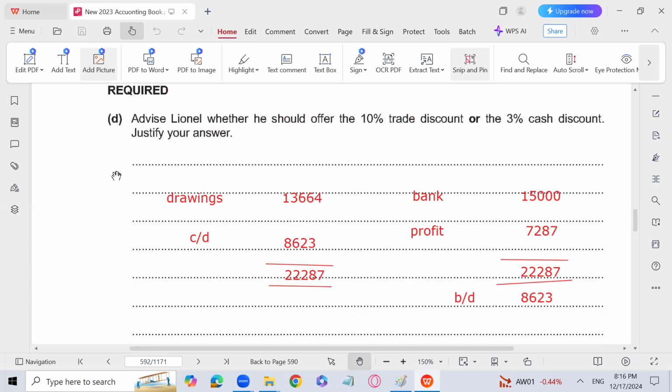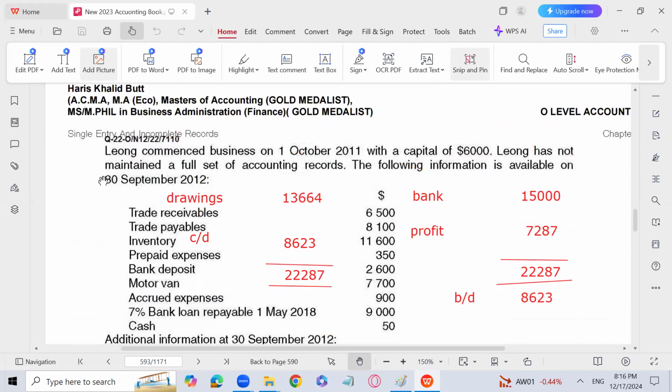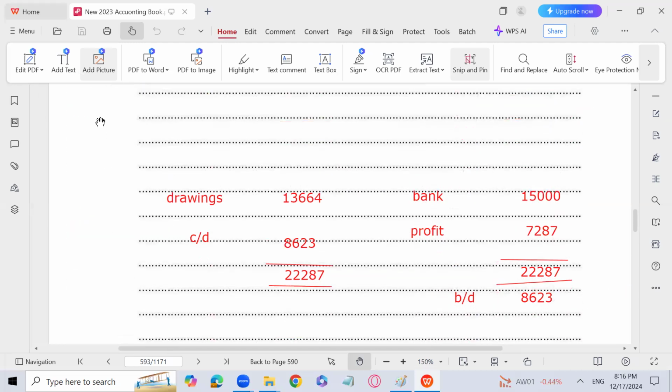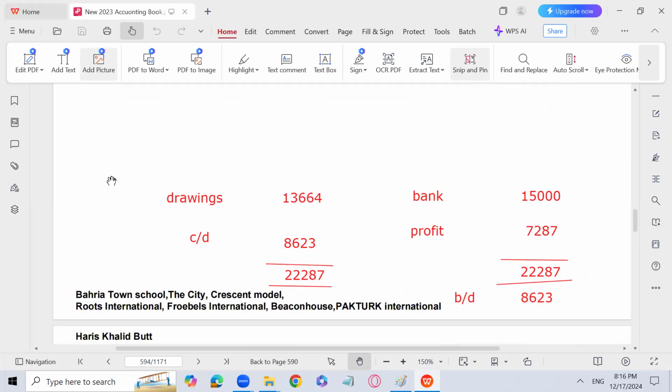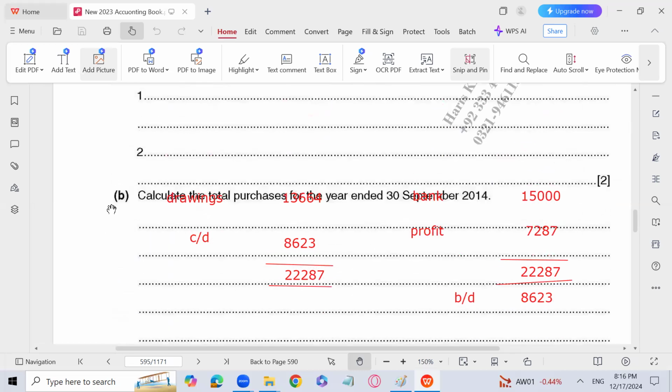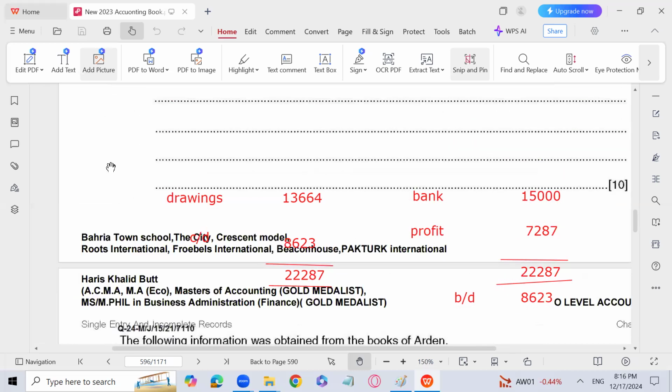That will be more suitable according to me, that we will offer a 3% cash discount at the time of payment, which will be more helpful to solve the question.